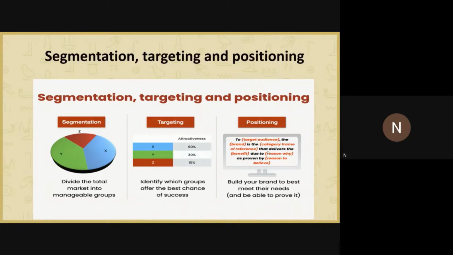The last one, positioning, means that as we know, in the market, there are so many brands available. It is very important for you to ensure that your brand is unique compared to the competitor. So positioning means how you're going to make your brand unique in the mind of the consumer, right? Then it will give you a competitive advantage and you're able to grab the consumer's attention. That is called positioning.